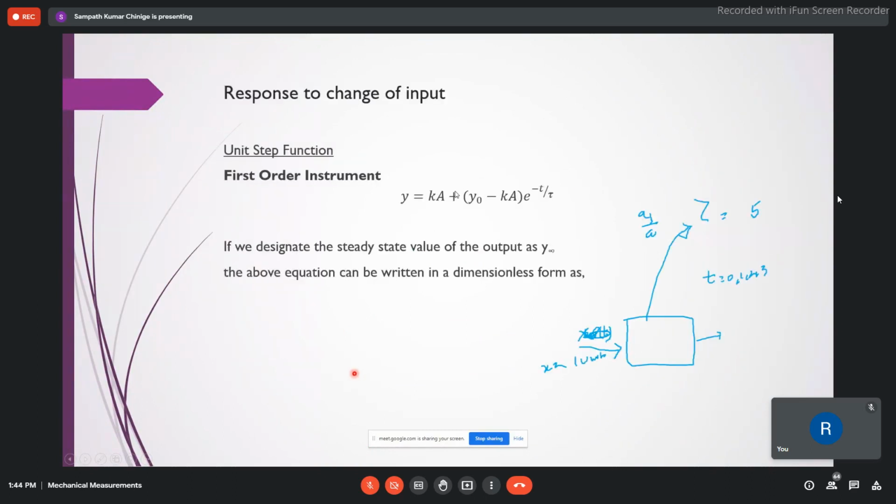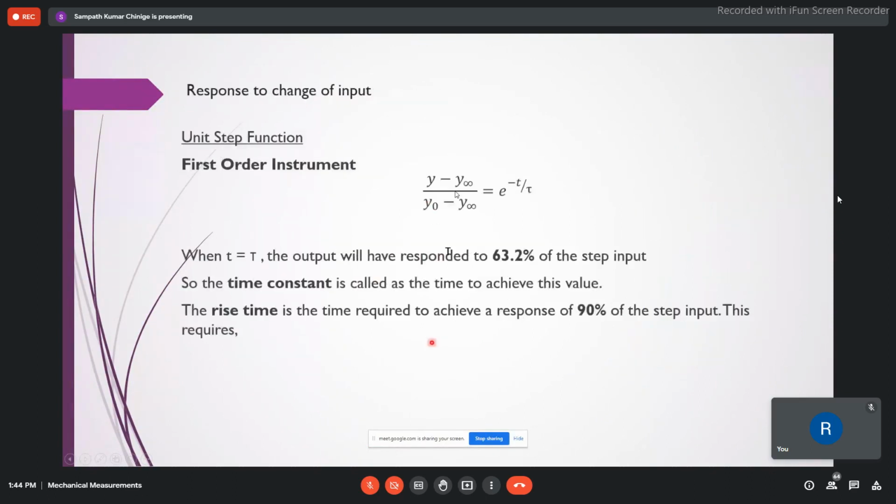We looked at these terms in the previous class and defined how they work, and we defined some important terms. The time constant tau is the time taken by the system to reproduce 63.2% of the input. The less time it takes, the faster it reproduces the input. Similarly, we also defined the rise time, which is the time to reproduce 90% of the input.